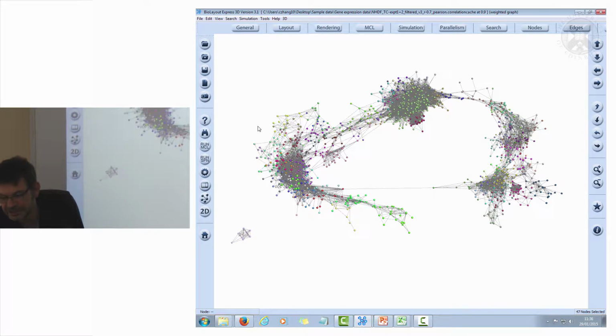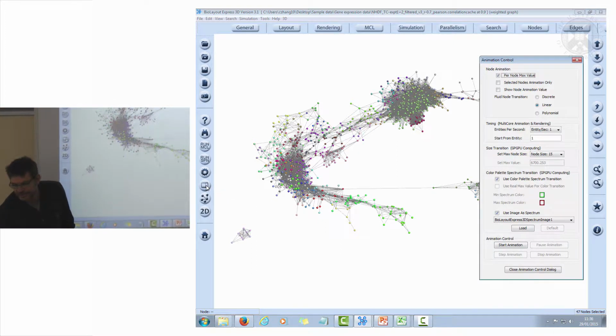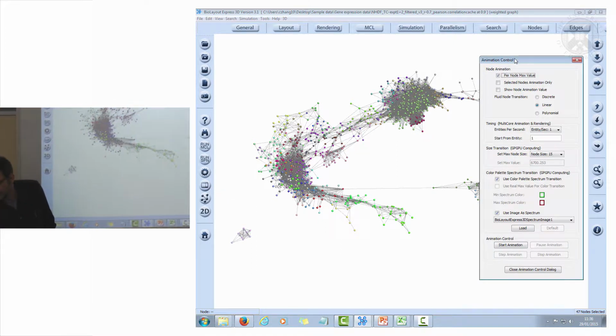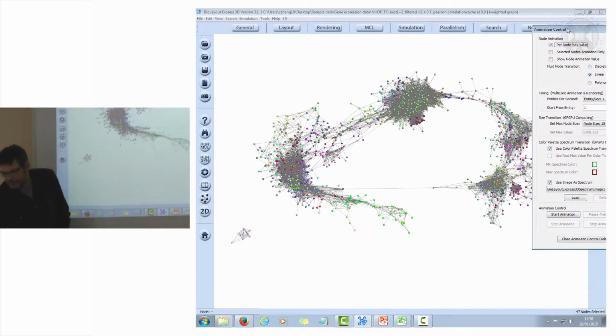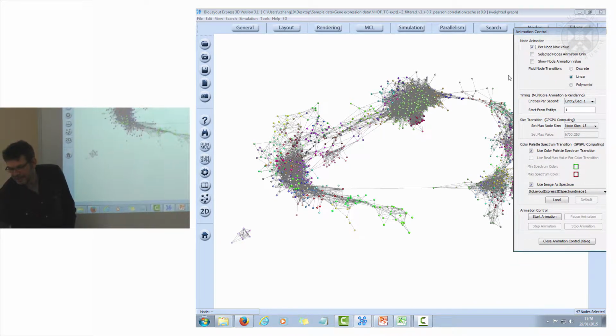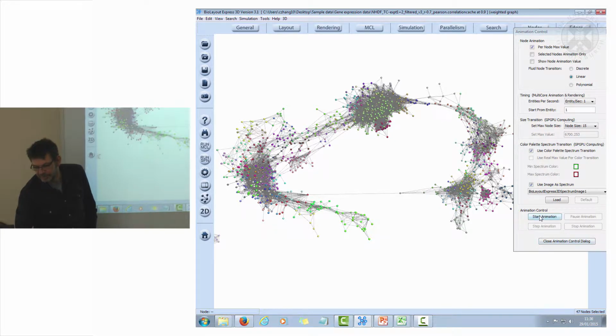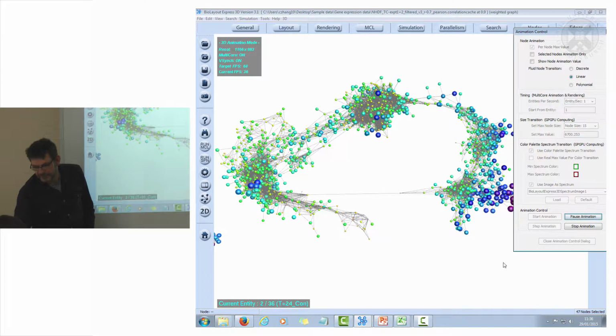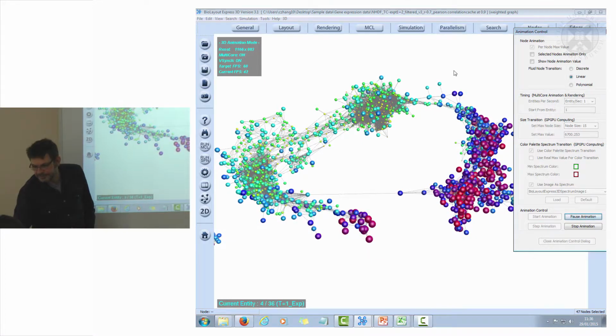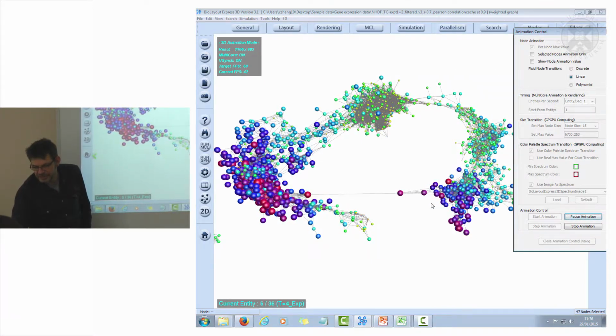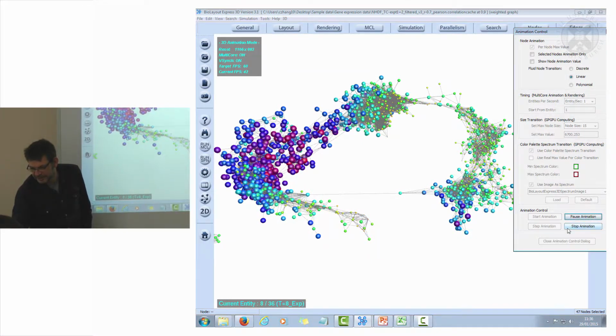One thing just to mention here that we can do, so we've implemented some quite nice animation. So if we hit this one here, what we're going to do now is go through each sample one by one, and we're going to make the nodes bigger or smaller according to the time point. So you see this here. So this is the early response. You can just see, I'll slow that down.